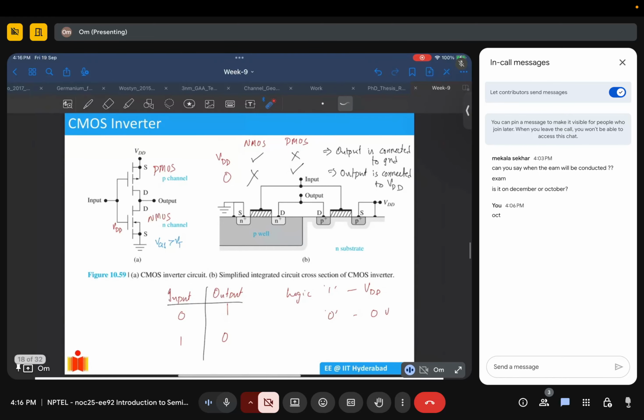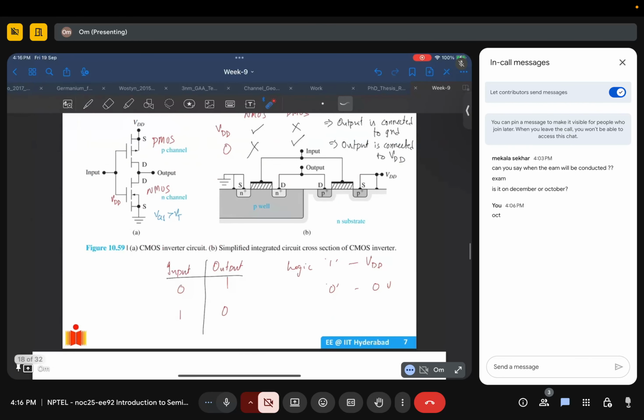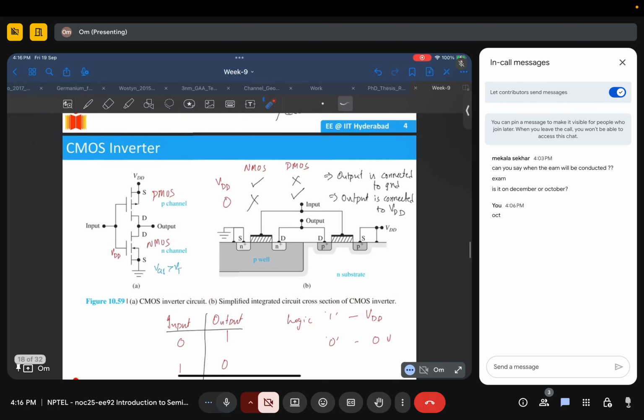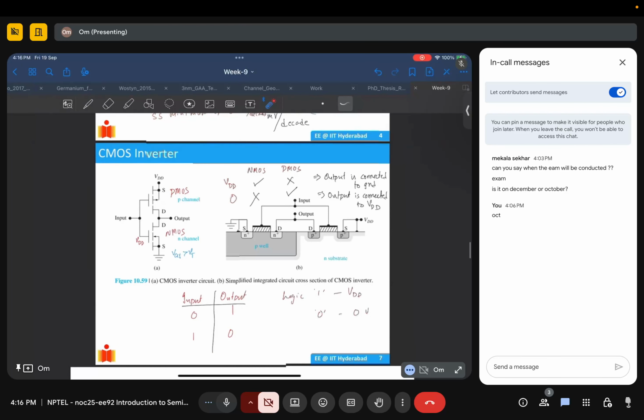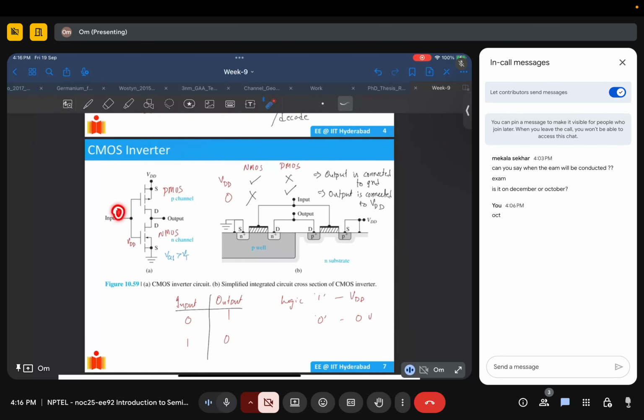So this is a CMOS inverter. Now we have PMOS and NMOS stacked together. When input is 0, this NMOS will be off because gate voltage is 0, but PMOS will be on. So your output will be VDD. When input is 1, your PMOS will be off, NMOS will be on, and output is ground. This will be shorted here.